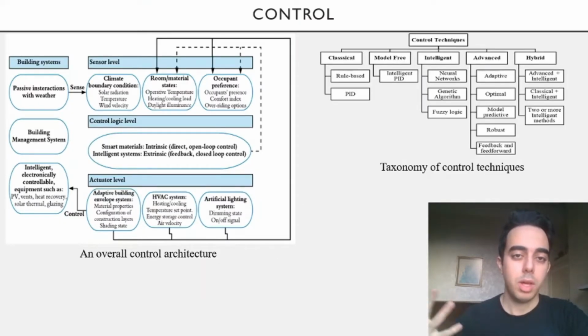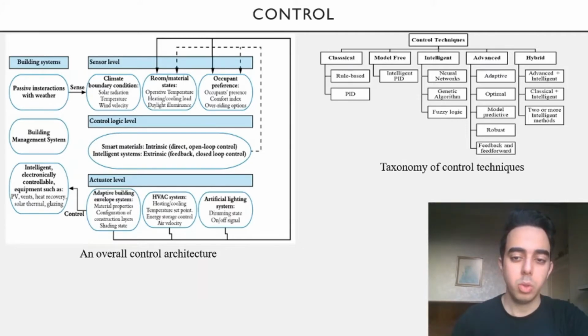Now, to enable the adaptive facade system to work effectively, a control system should intervene between the building, its occupants, and the external weather. The figure on the left shows the overall control architecture and how the adaptive facade is connected with different building elements.